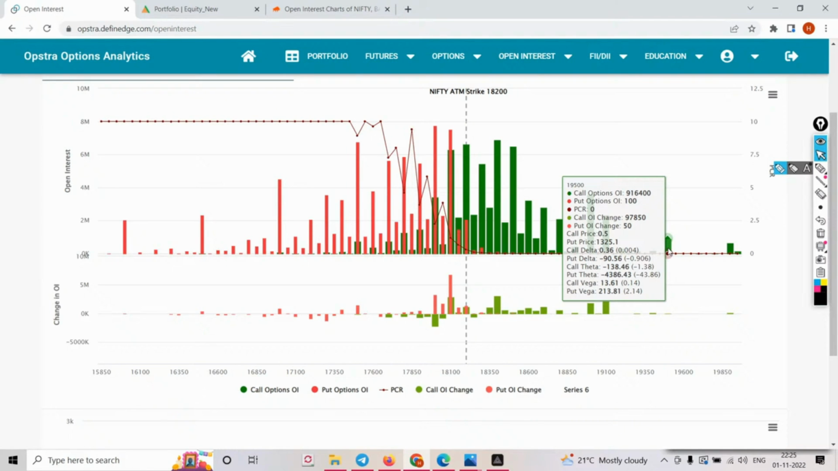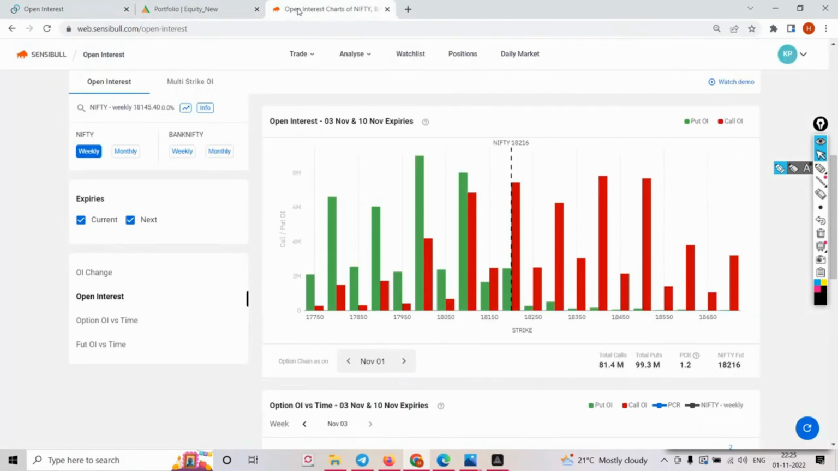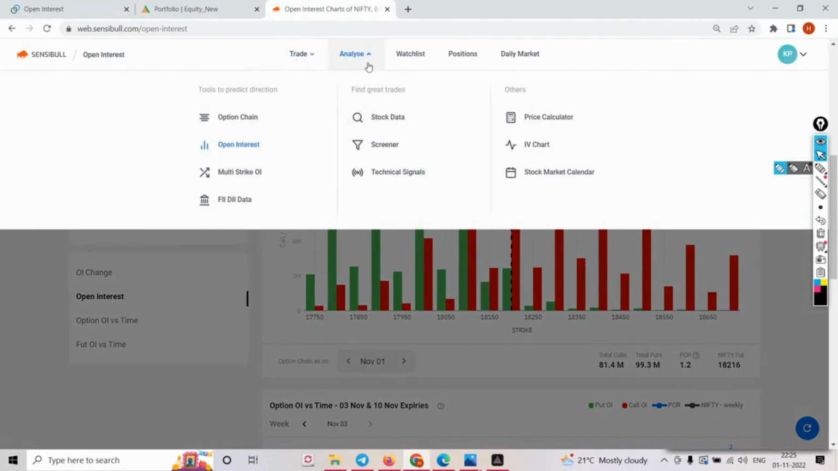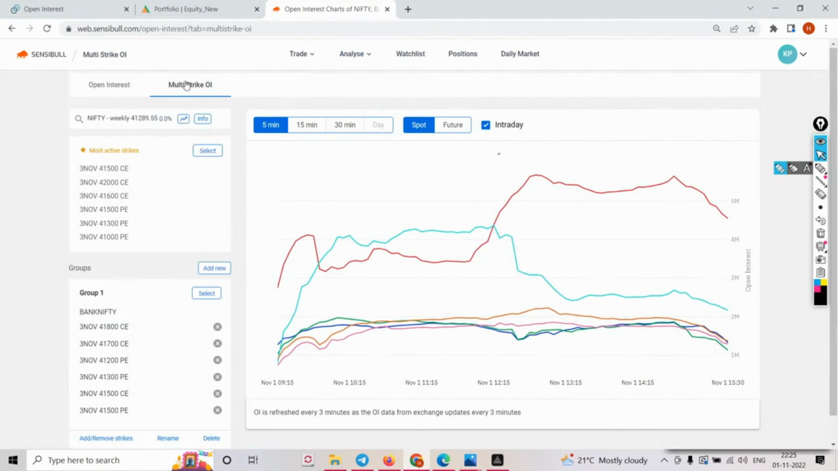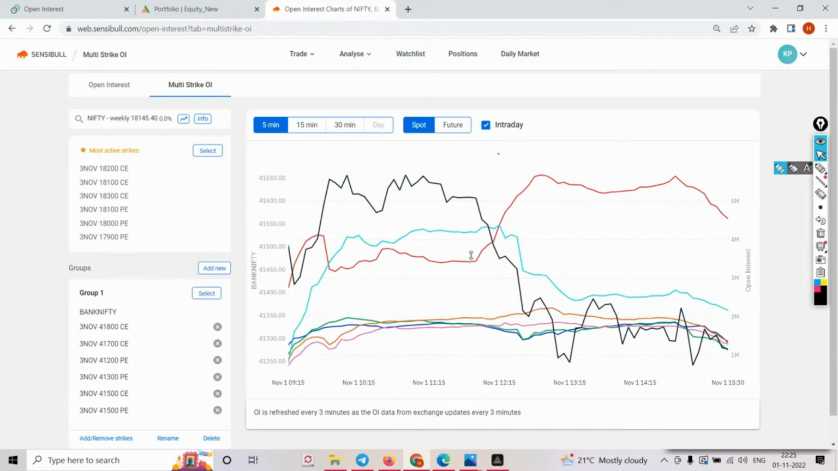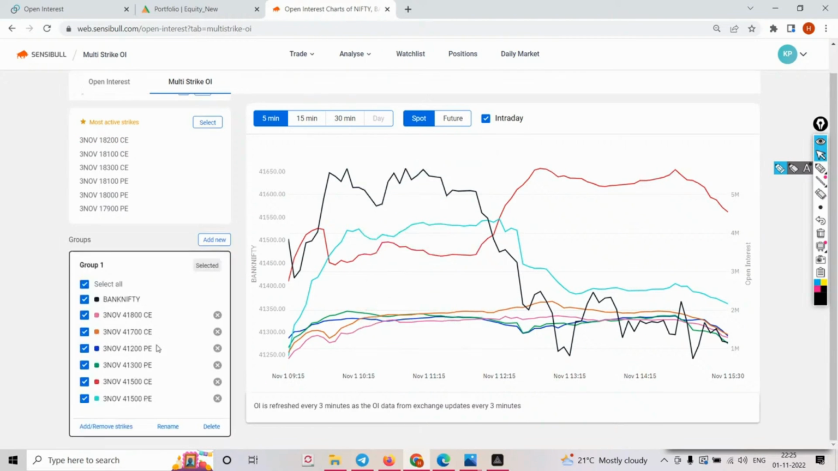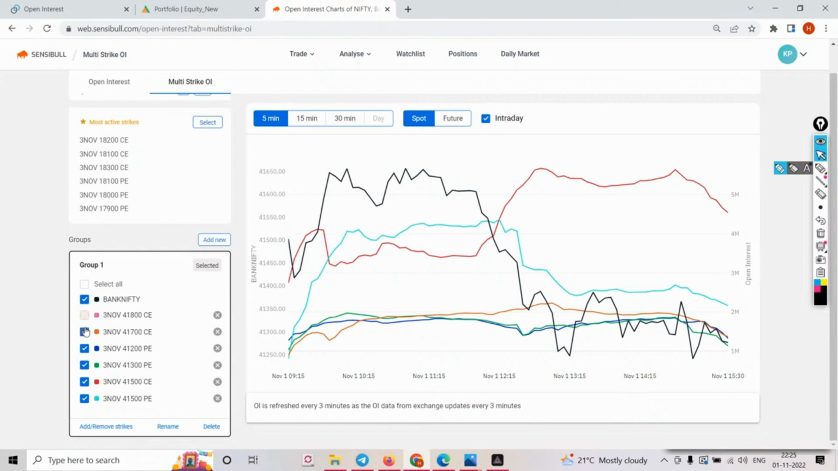Where can we find the multiple OI chart? Simple, you have to go to Analyze. Here you have something called multi-strike. Click on this multi-strike OI, and that will land you on this page. Then you have to just add a new one and start creating the strikes. It can be ATM, it can be in the money, it can be deep OTM, anything based on your trade. You have to just put them, but don't complicate. Try to put only 2 to 3. That's it. If you put more in your starting days, you will not be able to understand.